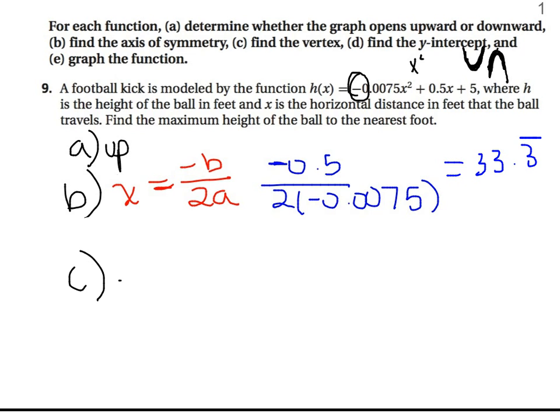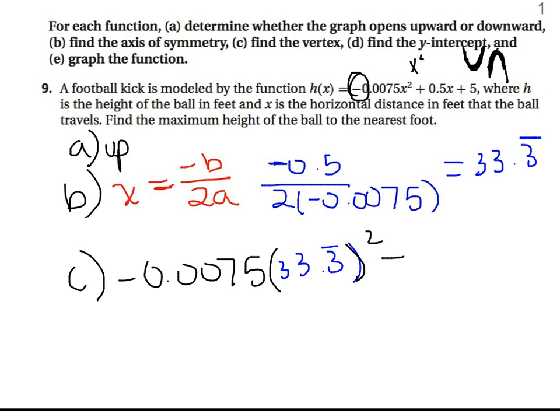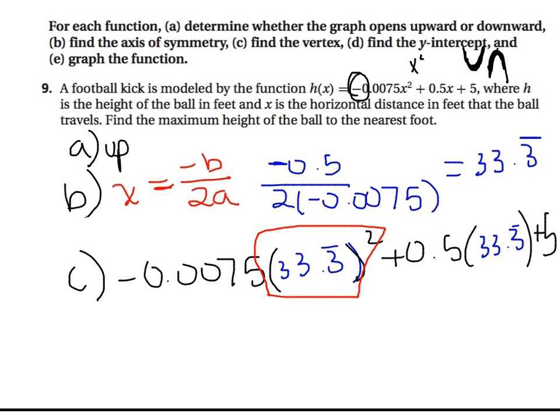We get negative 0.0075 times 33.3 continued squared plus 0.5 times 33.3 continued plus 5. Alright, so let's plug that into our calculators now. Remember when you're doing this that you have to do 33.3333333 squared first, because the order of operations says that you have to find the exponents before you can even start multiplying, dividing, adding, or subtracting.